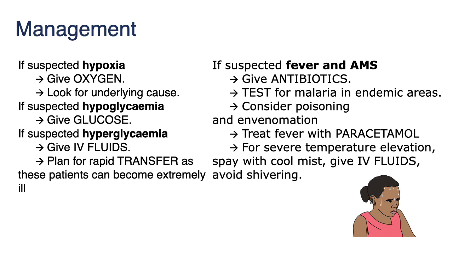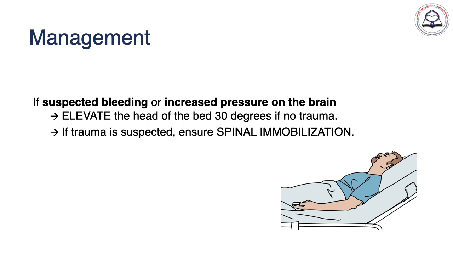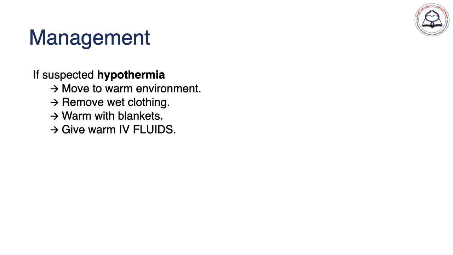When there is exposure to poison like fever and paracetamol, or severe exposure to temperature, you have to give fluid resuscitation. Patient with raised intracranial pressure due to bleeding, start with oxygenation and perfusion, and when there is no trauma, you can elevate the head of the bed at 30 degrees. Don't forget to stabilize the cervical spine, and always try to prevent secondary injury due to hypoxia, hypoperfusion, fever, and electrolyte abnormalities. Suspected hypothermia: move to a warm environment, remove wet clothes, warm with a blanket, and give warm IV fluid.